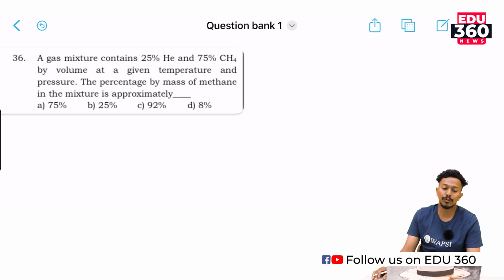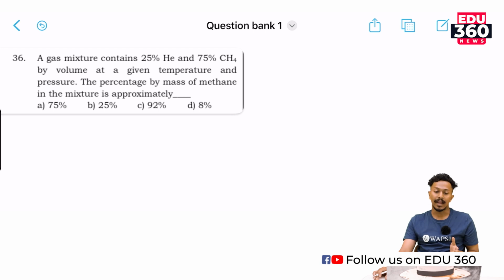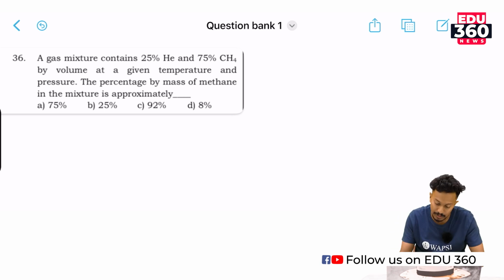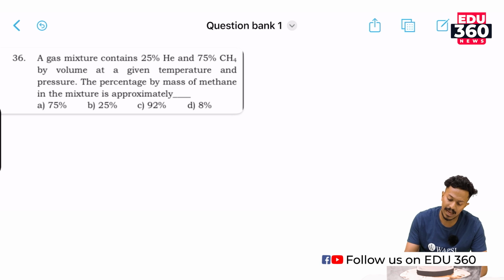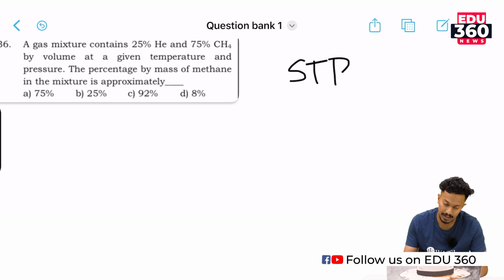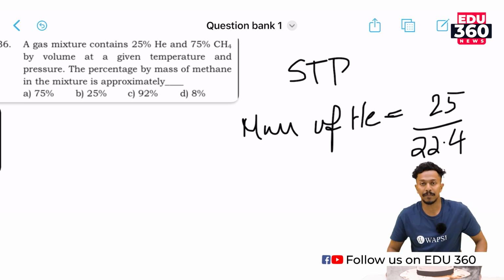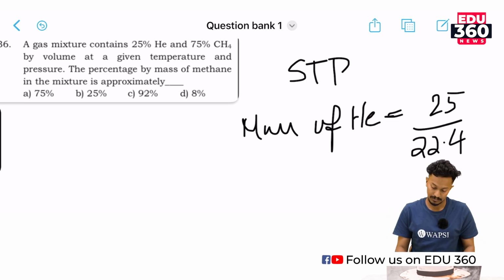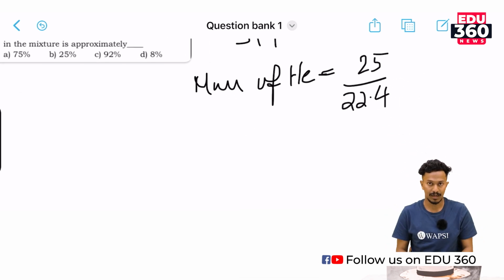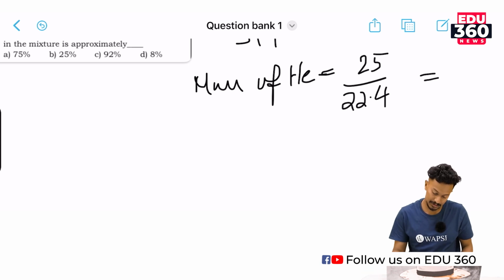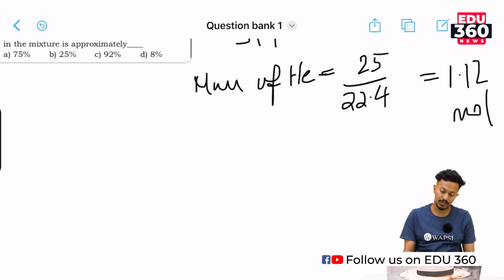Okay, so we do know that the helium is present at 25%. So we could assume that it has to be at STP, standard temperature and pressure, and the moles of helium is given by 25 by 22.4, which means at STP level, which gives 1.12 mole.